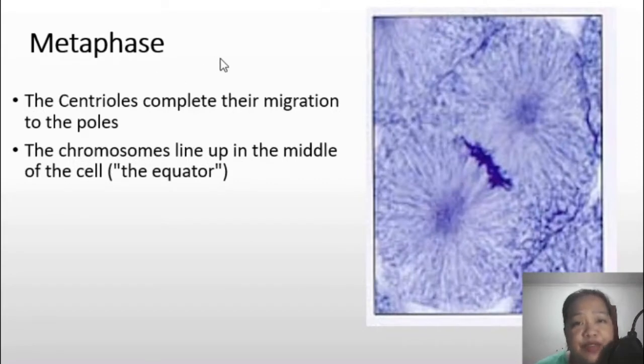Now, in the metaphase stage, the centrioles complete their migration to the poles. The chromosomes line up at the middle of the cell, called the equator. So this happens during the metaphase stage. So you have there the poles. These are the opposite poles, and the imaginary lines or faded lines that you see are the spindle fibers derived from the centrioles. So the chromosomes are aligned together at the equator.